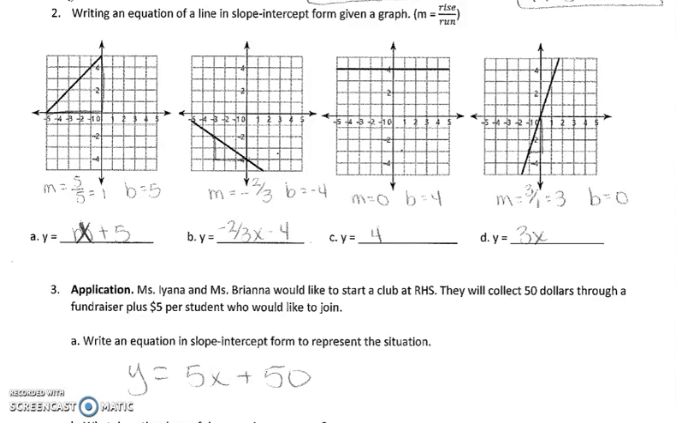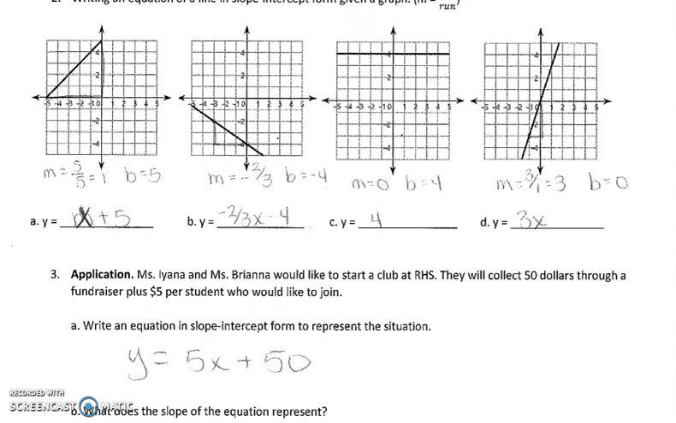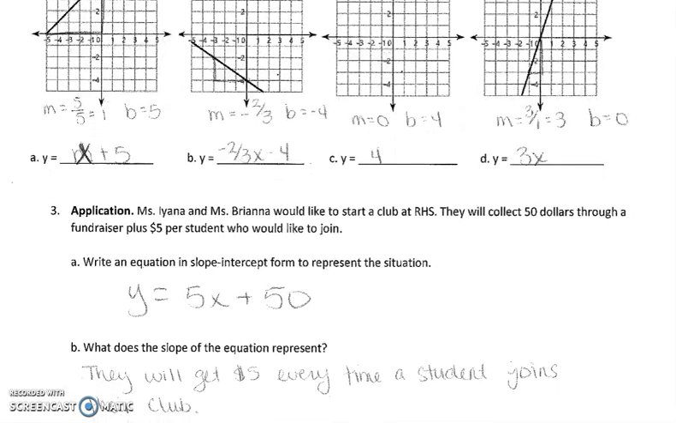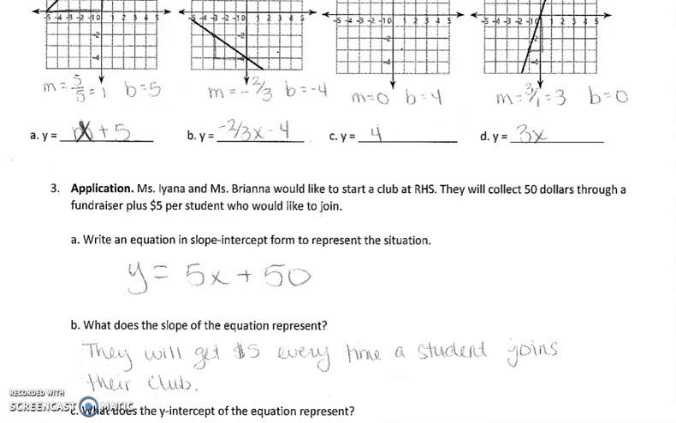Okay? Now you have to do the interpretation. What does the slope of the equation represent? So what does $5 represent? The 5 represents that they will get $5 every time a student joins their club, because it's 5 per student. What does the y-intercept represent? That's where they start, right?